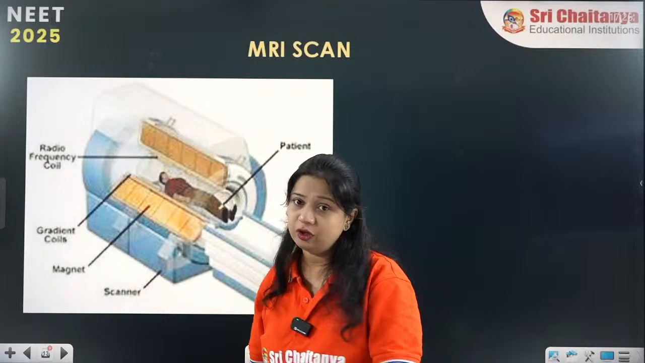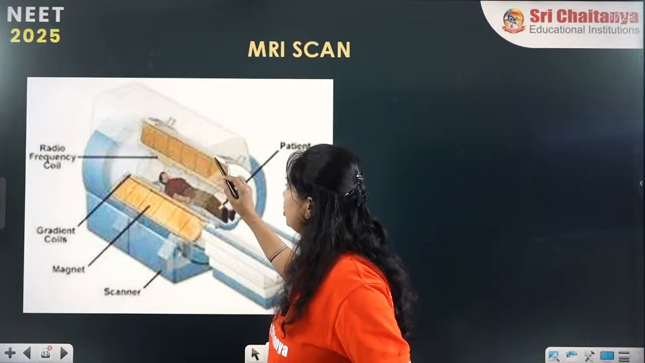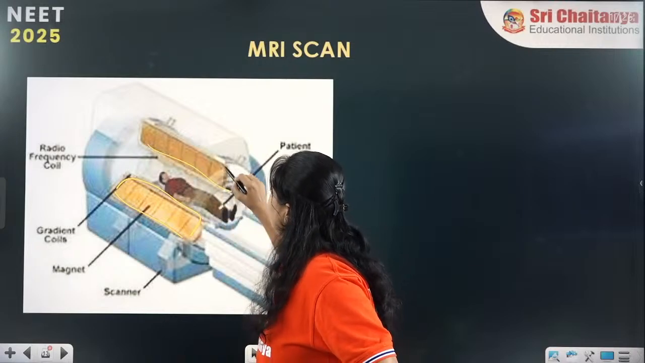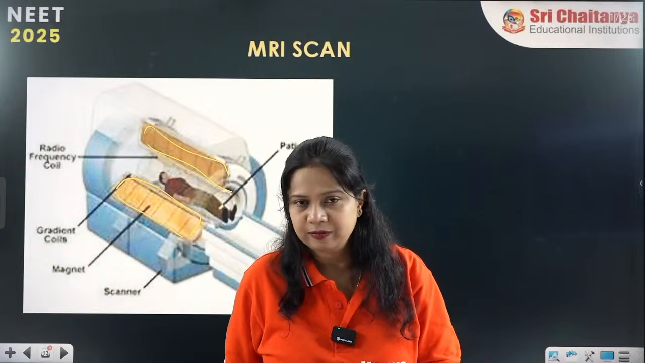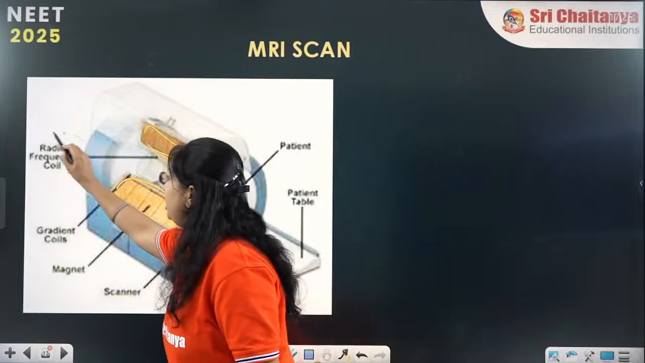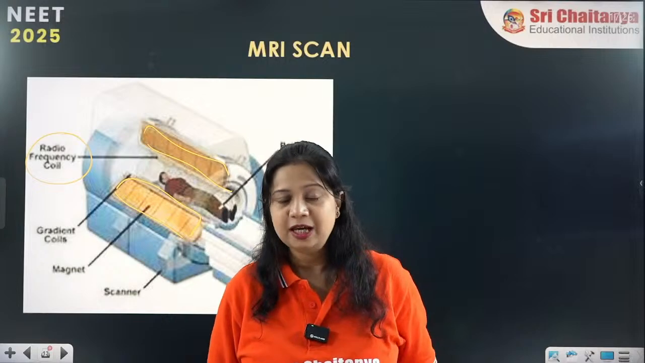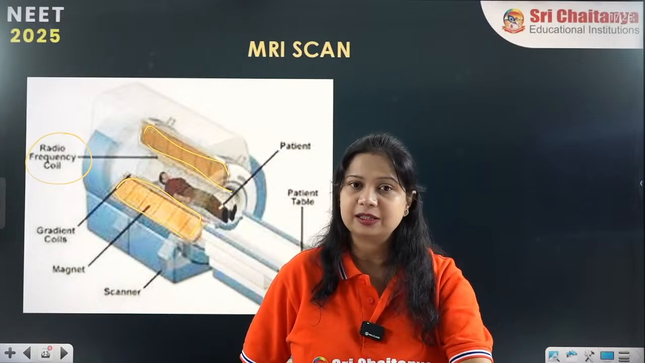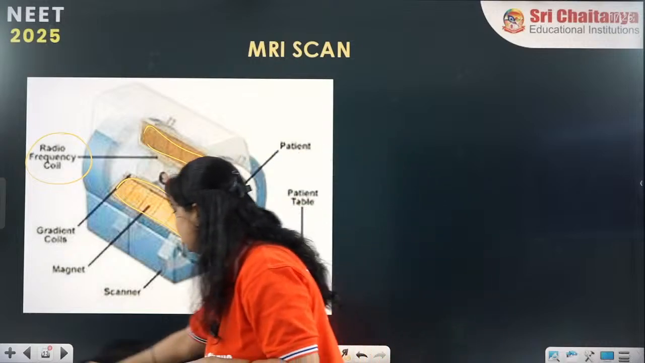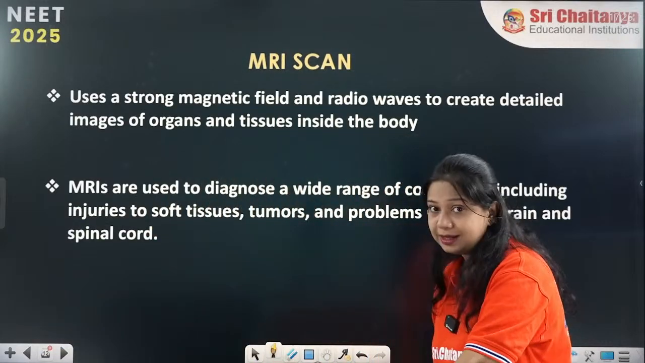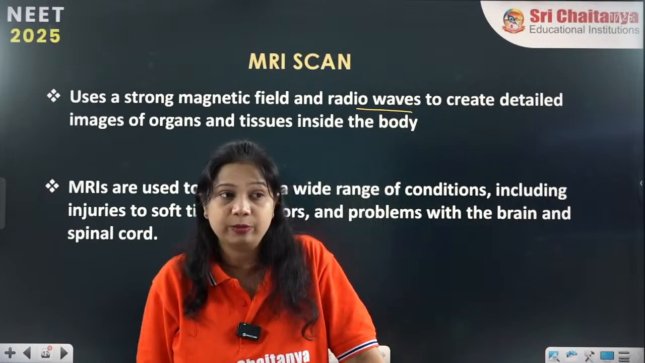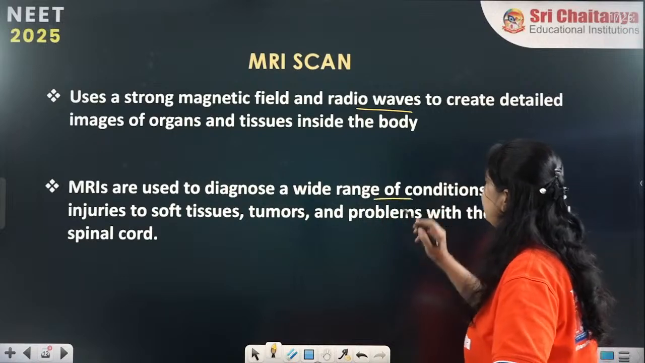This is the cut open section, or we can say the cross section, of an MRI machine. Here we have the cut parts which contain coils. These are the parts which contain coils that will produce the magnetic field. Along with this magnetic field, radio frequency will be utilized, and using the radio frequency, an image will be produced. So the MRI scan uses a strong magnetic field and radio waves, and a detailed image of the organs will be produced. It is used to diagnose a wide range of conditions.